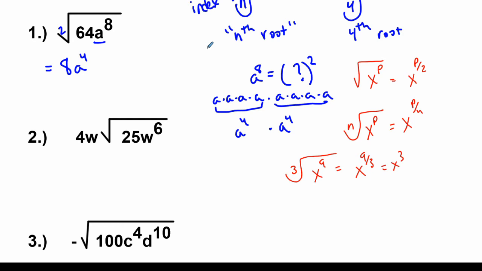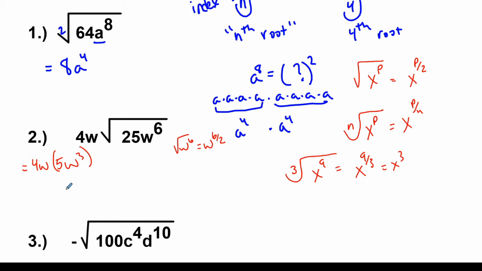Okay, let's go over what you should have gotten. So something to remember, this stuff on the outside is going to just come along for the ride. It's going to hang out outside the radical until we're done with everything. I'm going to put the stuff that comes out of the radical in parentheses, and then I'm going to multiply it through. So the square root of 25, we should have gotten 5. W to the 6th, I'm going to cut that 6 in half, so I'll get w cubed.